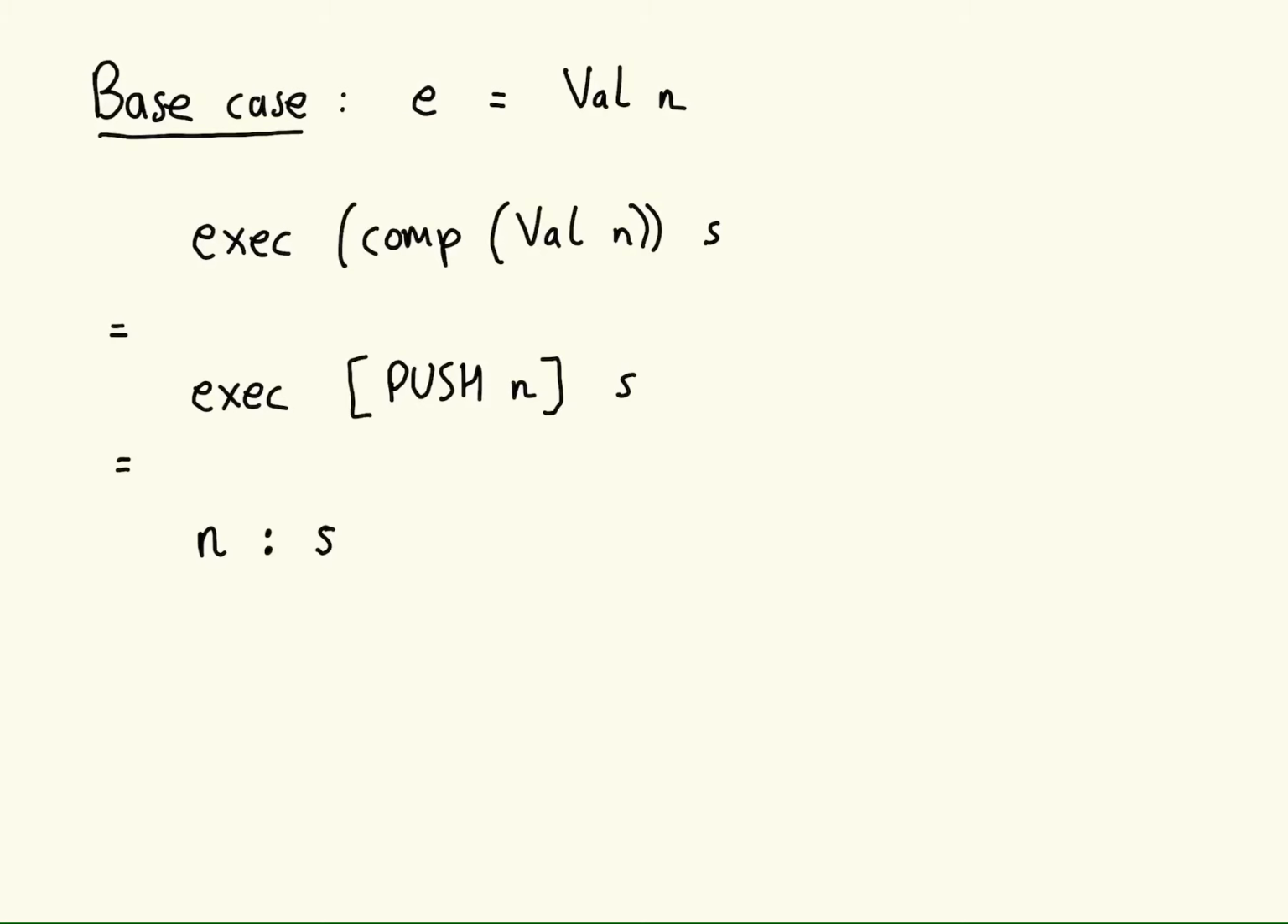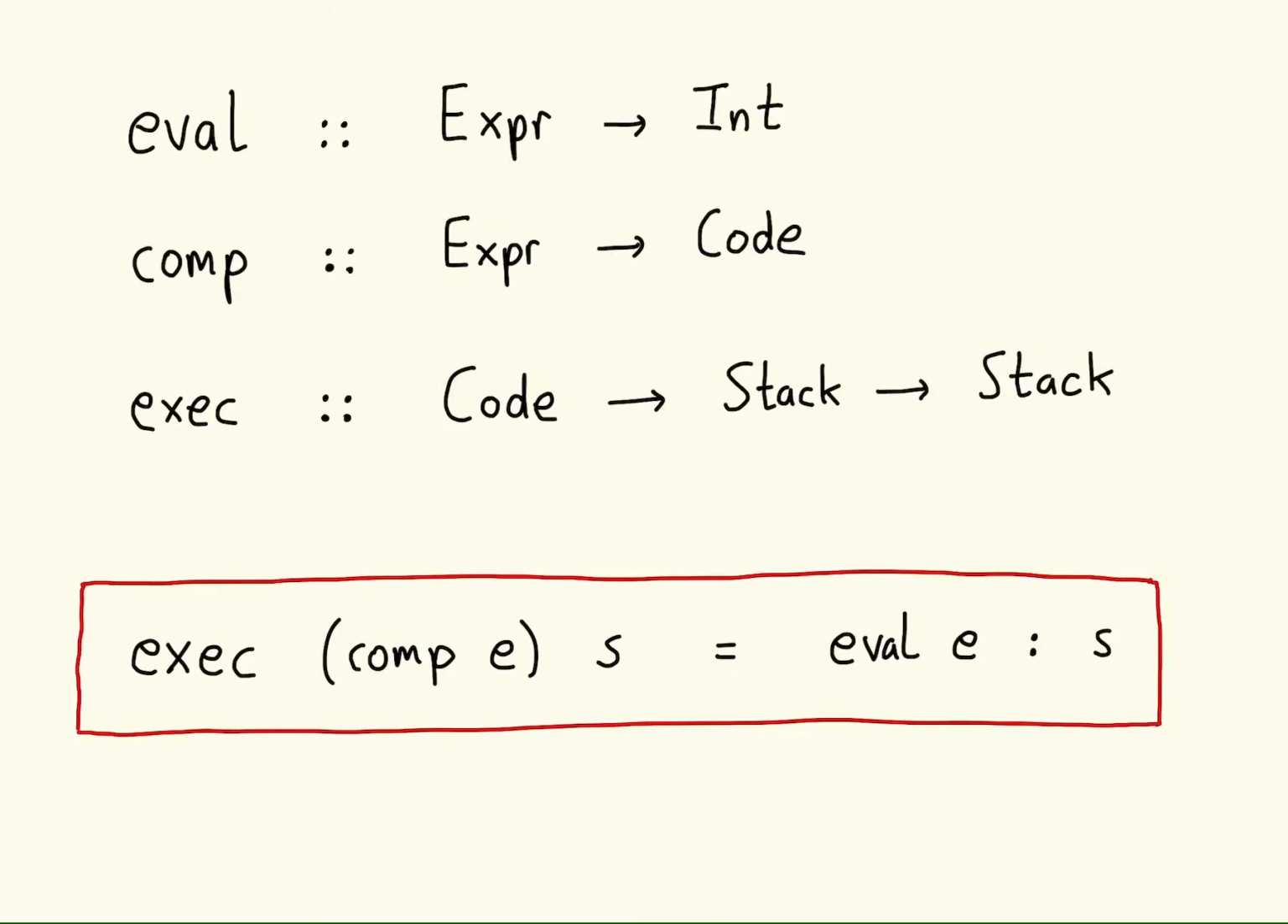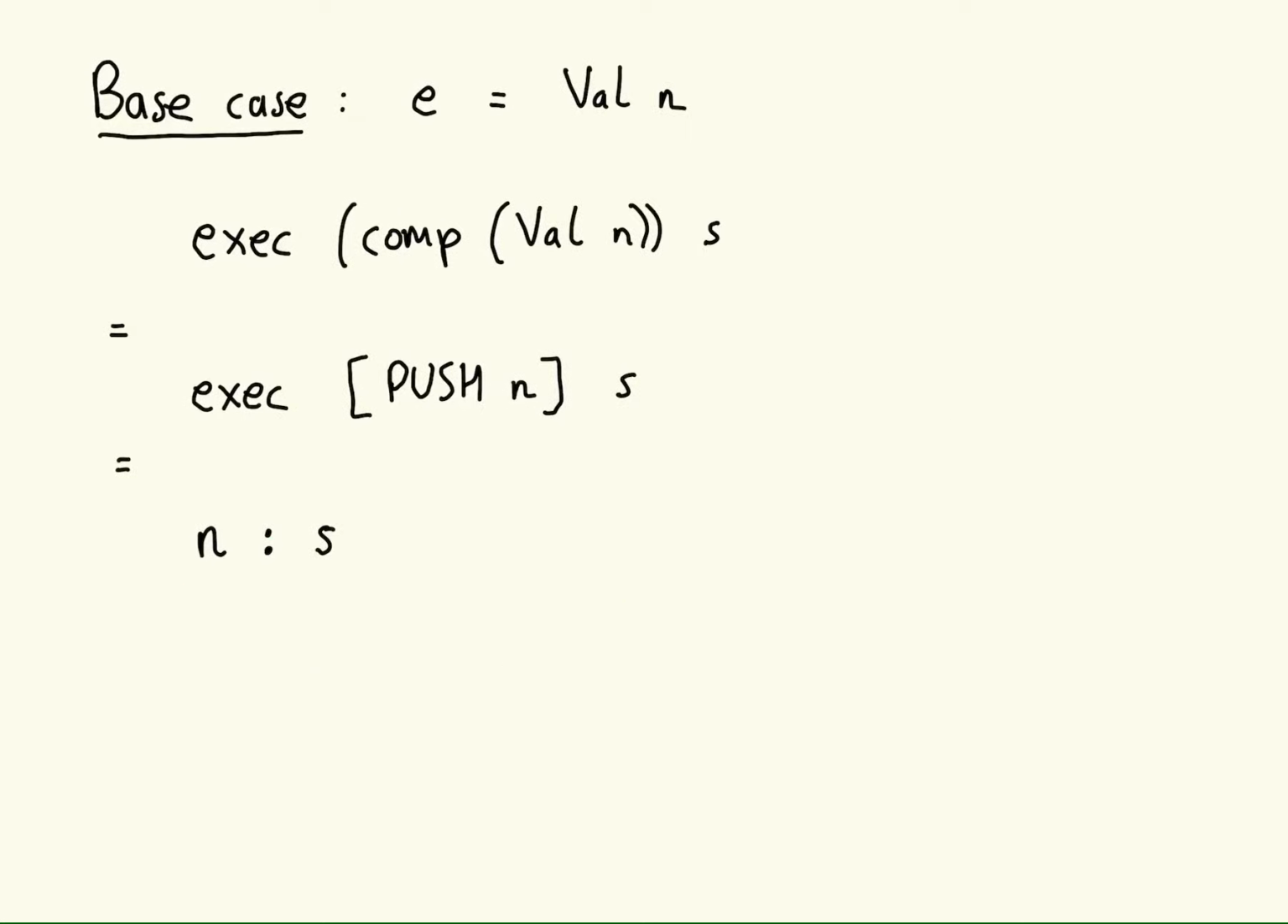And at this point, we seem to be a bit stuck because we can't apply any more definitions, and we don't know anything about the stack s, so we can't do anything with that. So we can apply one of our other tricks at this point. We can try working backwards. What we're trying to reach here is eval of e colon s, where e happens to be the value n. So if I was to work backwards at this point, what I could write is, what I'm aiming for here is eval of val of n sitting on the stack s. That's what I'd like to get to.